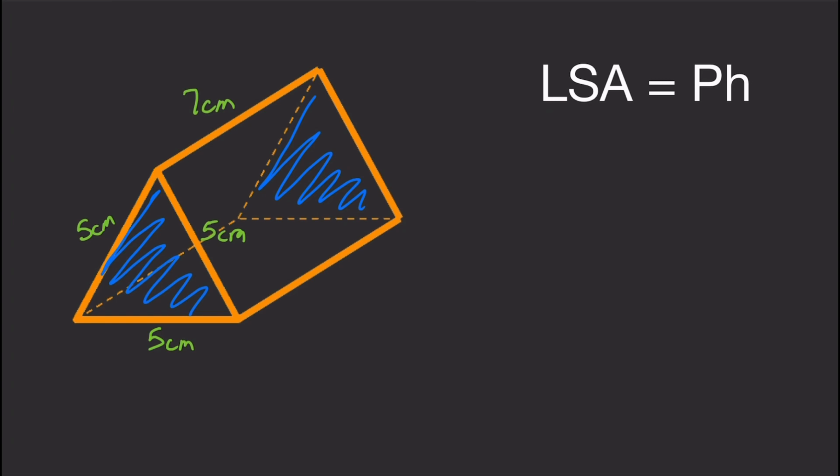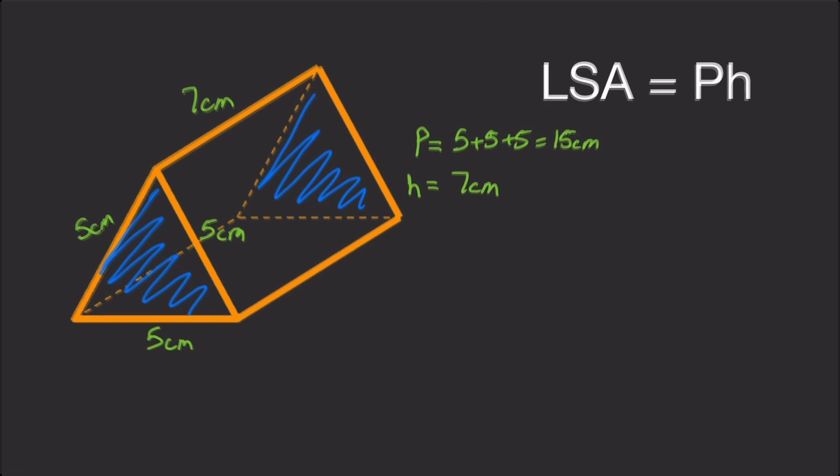So our formula here is just perimeter of base times height. So in order to find that perimeter, I'm just going to go ahead and plug it in there, which is going to be 5 plus 5 plus 5. So 15 centimeters will be my perimeter, my base. And my height, I don't have to actually do any calculations. It's just going to be that 7 centimeters.